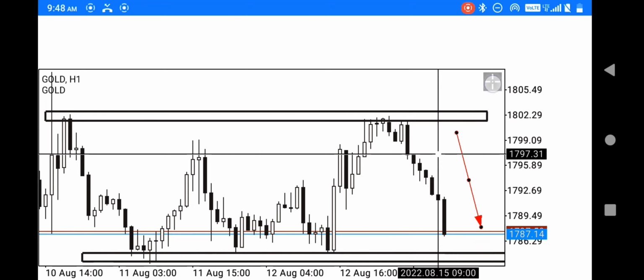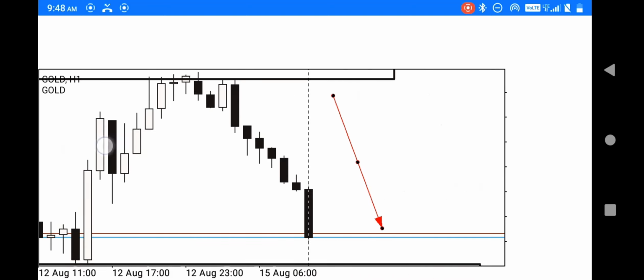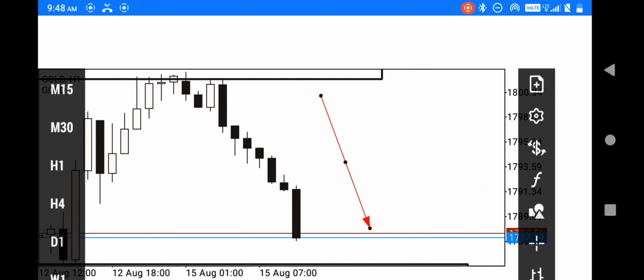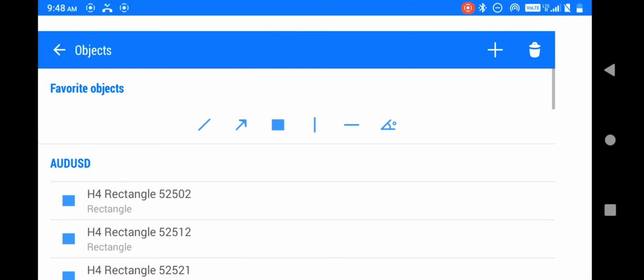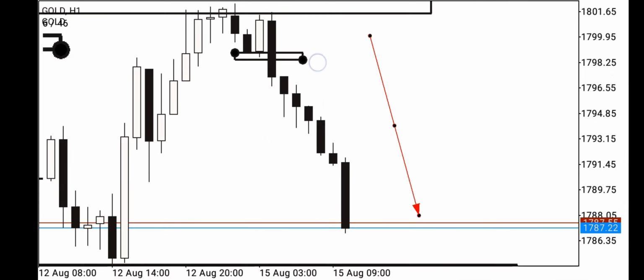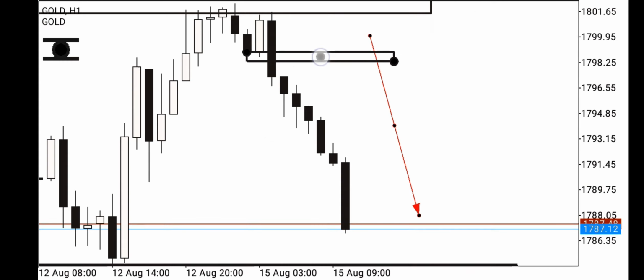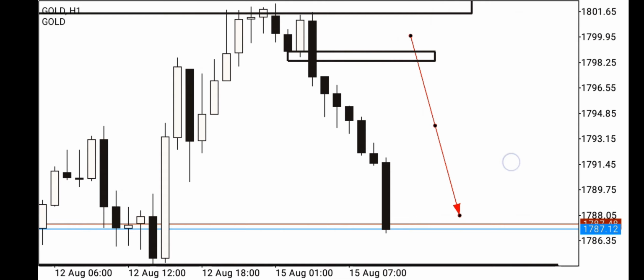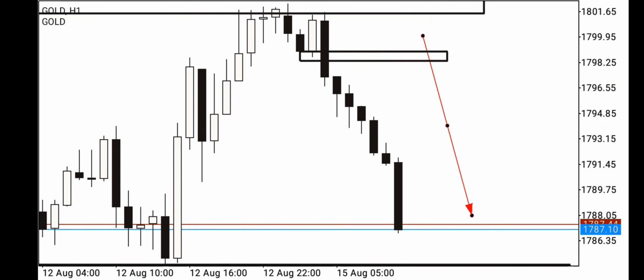So when I came in this morning, I marked this level here. I didn't take gold, by the way. It just didn't meet what I was looking for in terms of my patterns, but yeah, it was a good trade. So it broke that.